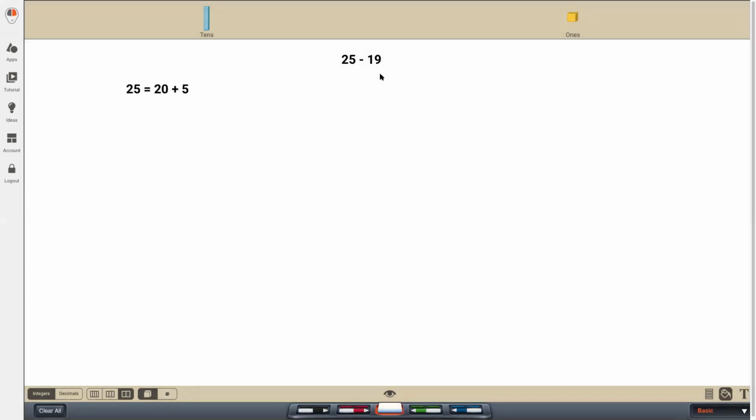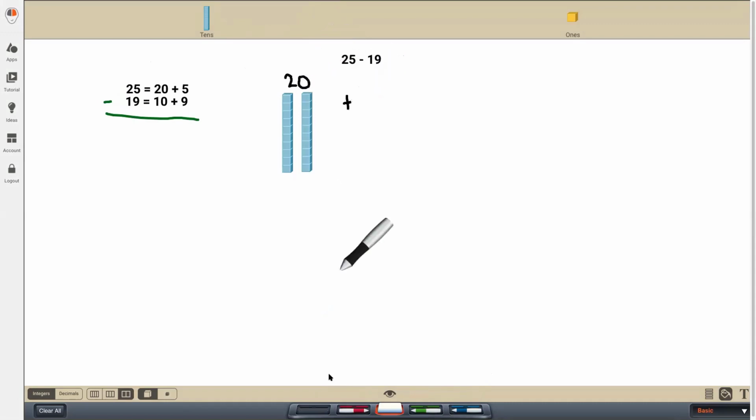Then I'm going to break up 19, and one way I can break up 19 is 10 plus 9. I'm just going to write that right underneath. And then I'm going to make a model for 25. So I had 20, 10 plus 10 is 20, and then I have 5 ones.